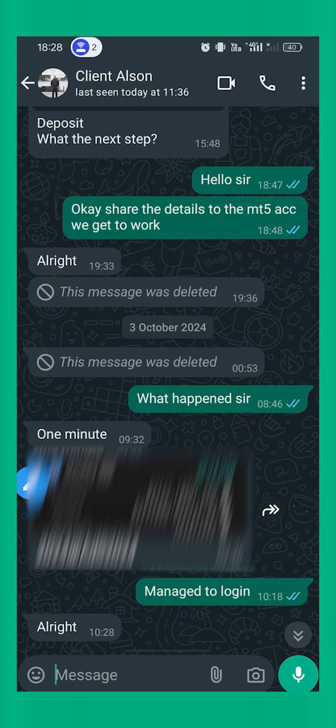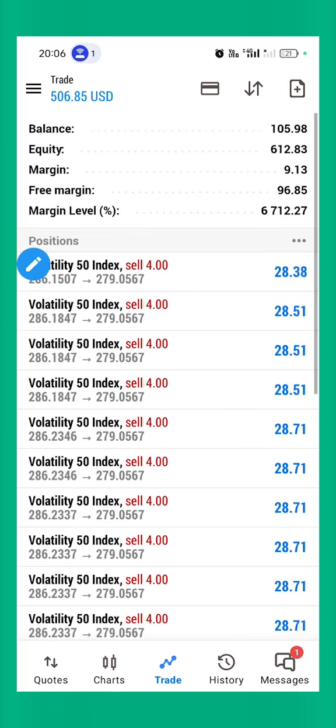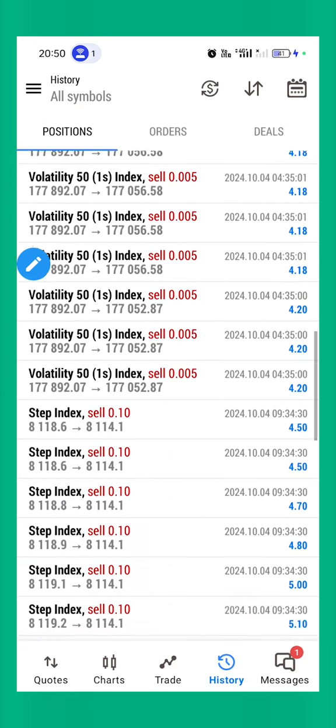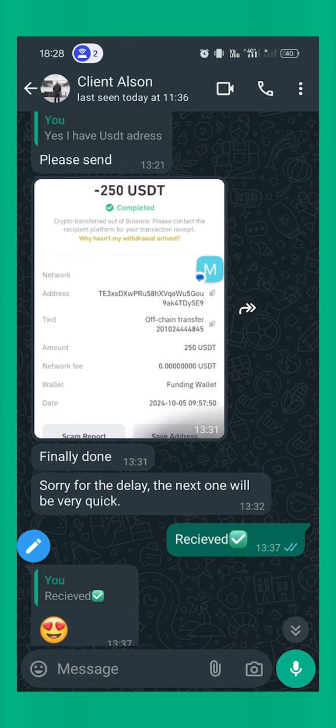I took this client's 30 USD account and flipped it to over 600 USD trading VIX 50S, Step Index and VIX 50 Index. So stay tuned to learn how you can do it as well.